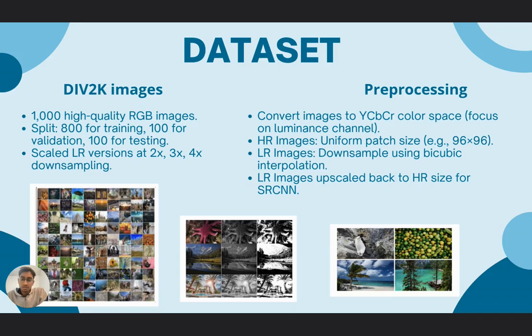For pre-processing, we focused on the YCbCr color space, where the Y channel represents luminance. This channel is crucial because for super resolution tasks, we need the channel that contains the most information, and this is the channel that helps us with that. For high resolution images, we resize to a uniform patch size of 96 by 96 pixels. Low resolution images were downscaled by the required factors, and in some cases, they were upscaled using bicubic interpolation.